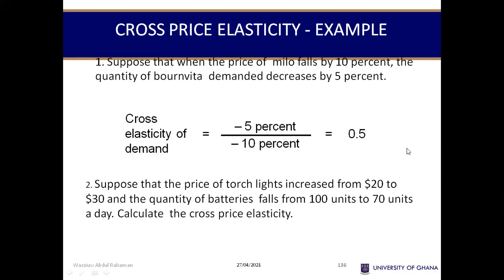So suppose that the price of torchlights increased from $20 to $30, and the quantity of batteries fell from 100 units to 70 units a day. Calculate the cross price elasticity of that. So you can even use the earlier formula, which is the percentage change in quantity demanded for batteries divided by the percentage change in the price of torchlight, right? And then you can work it out that way.